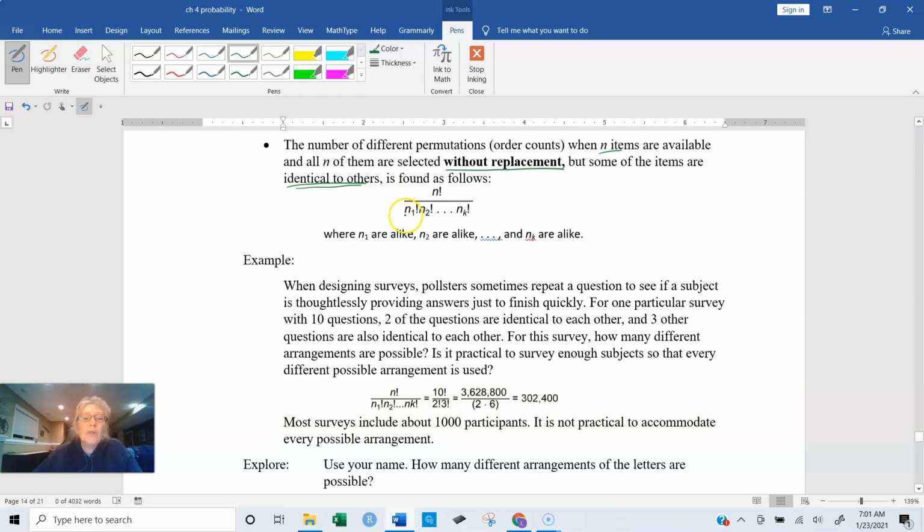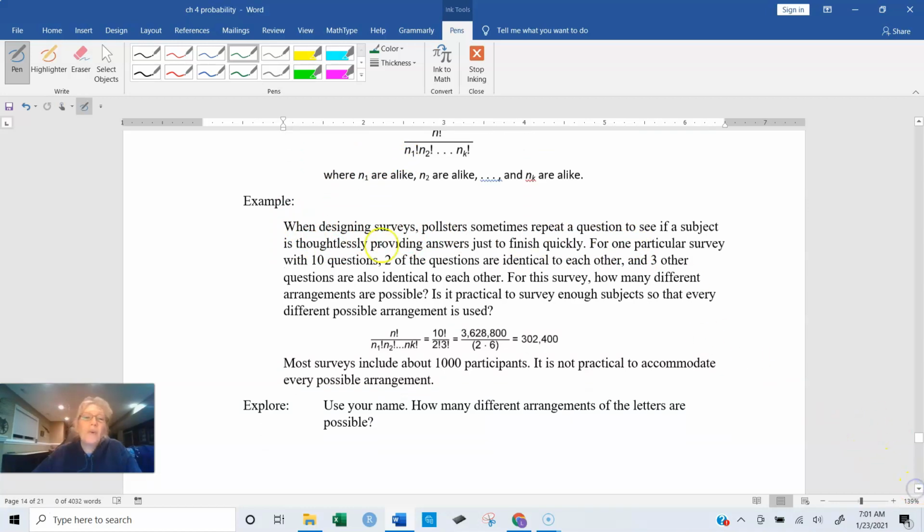All right, now let's do this with an example. I think it will help. We are designing a survey. Pollsters repeat questions to see if you're randomly answering or if you are answering them truthfully. Okay, one particular survey has 10 questions, so we're dealing with 10, right? 2 of the questions are identical to each other. So I have 2 of them that are the same.